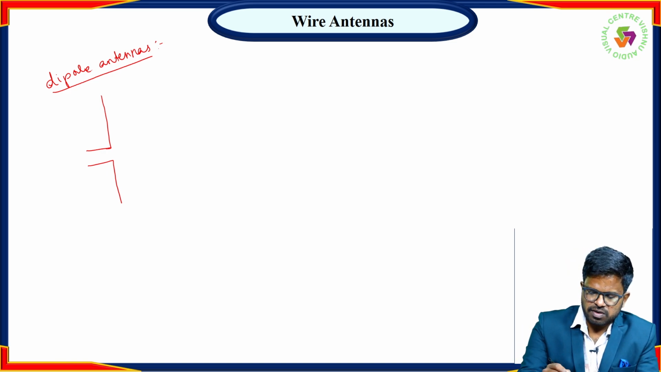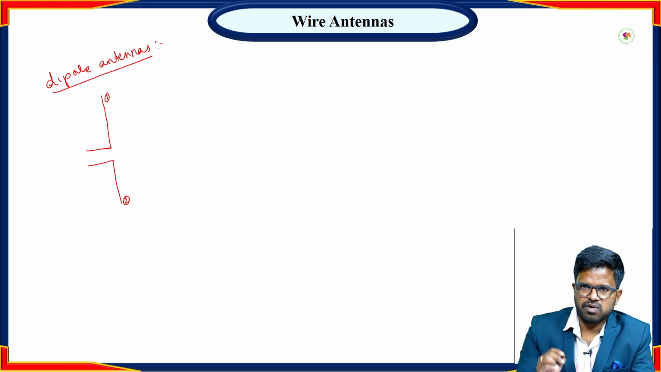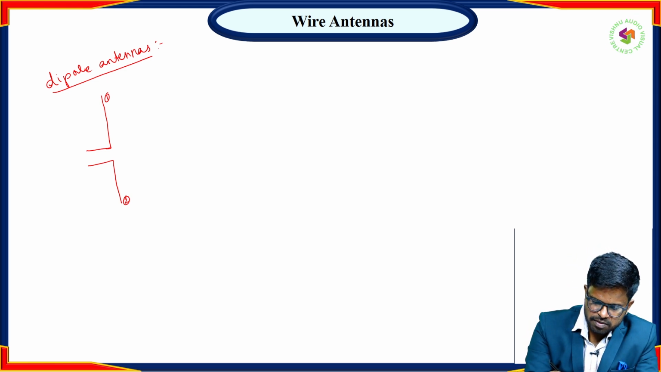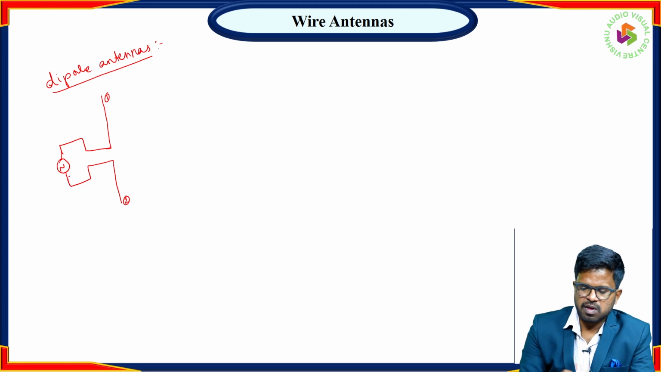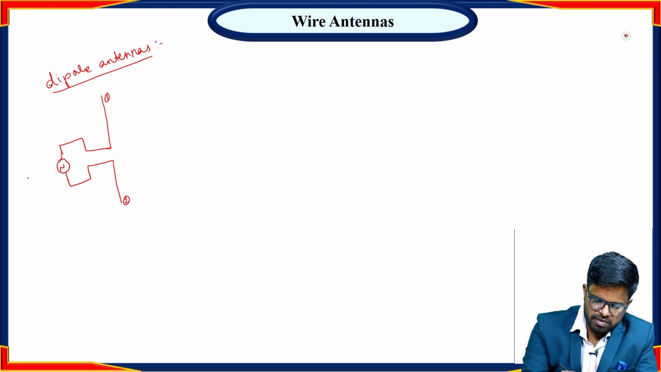Now, this is why we call it a dipole antenna: it has two poles. This is one pole, this is the second pole. So there are two poles. That's why it is called a dipole antenna. For this we have to give an RF input. Normally for antennas we have to give RF input only, because if we give DC input, they cannot radiate. When we give RF input, an AC signal, alternating current, we should give alternating current.